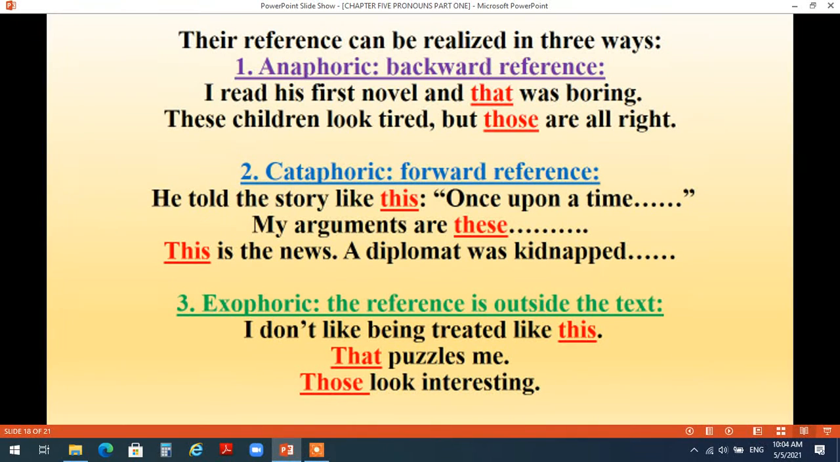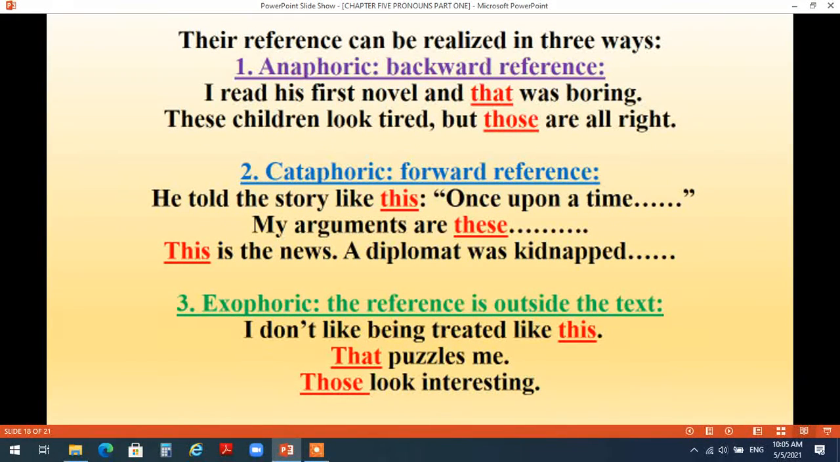أو في المثال الثاني these children look tired but those are all right. أيضا هنا استخدمنا those اللي هو demonstrative pronoun للإشارة إلى اسم ذكر سابقا وهو كلمة children. فإذا حين يكون لدينا اسم ذكر سابقا ثم نستخدم ضمير أو اسم إشارة ليحل محل ذلك الاسم هذا يسمى anaphoric or backward reference. أما الاستخدام الثاني it is called cataphoric or forward reference.